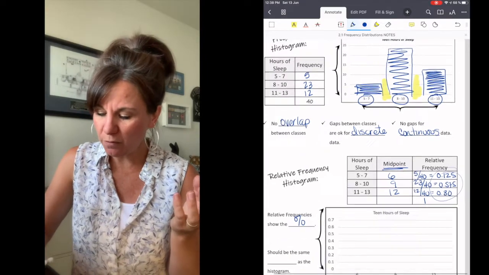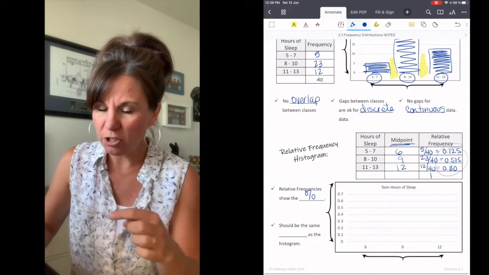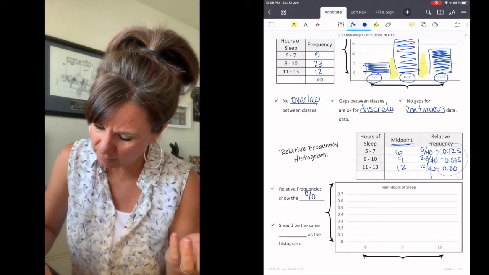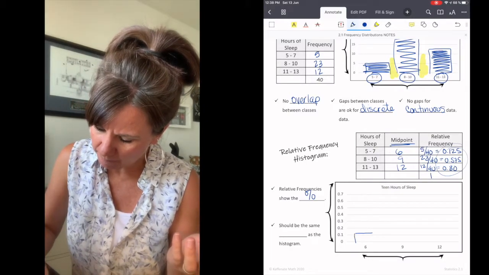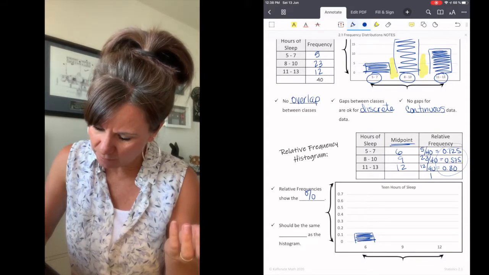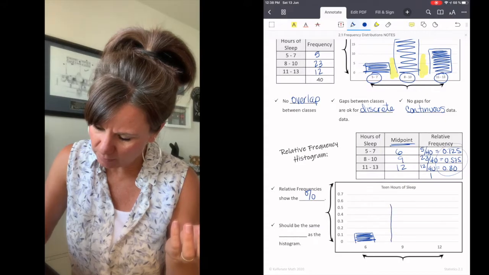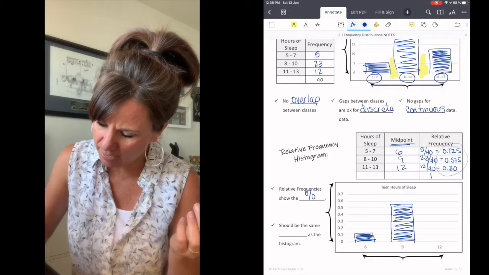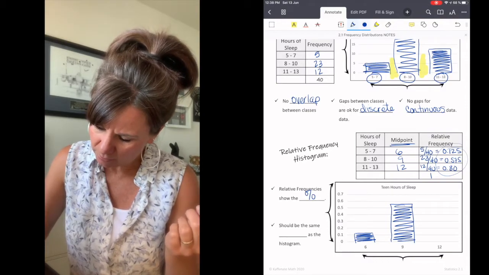So instead of putting the frequencies now on this chart, we're going to put the percentages. So the one with the midpoint of 6 is a little over 0.1. That's going to go here. And then 57, that's going to be about here. And the last one, 30%.